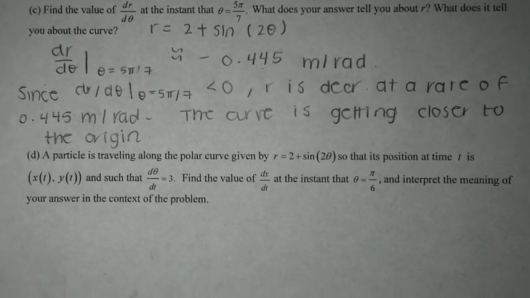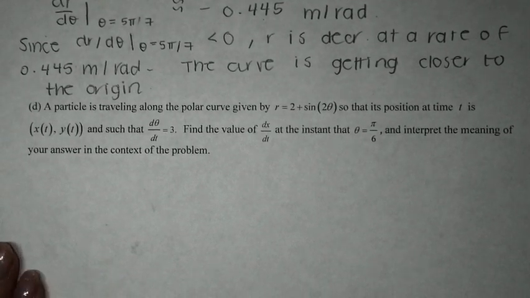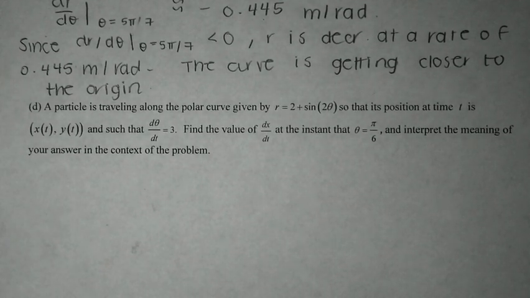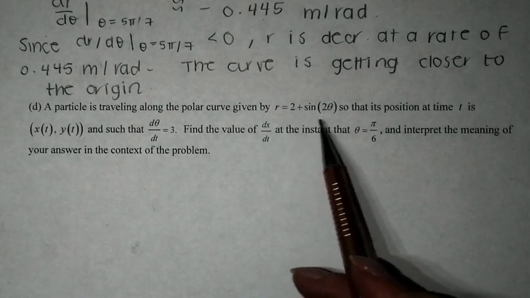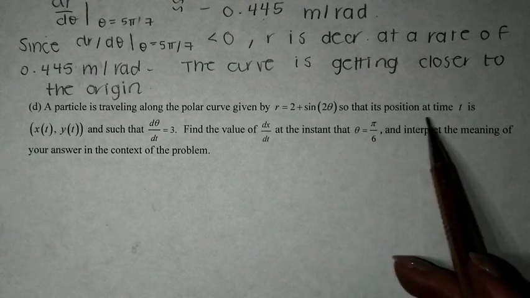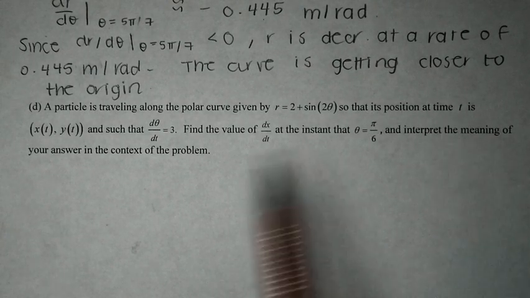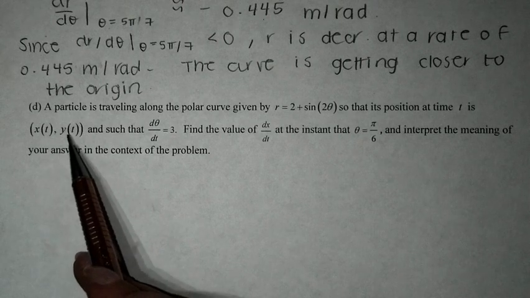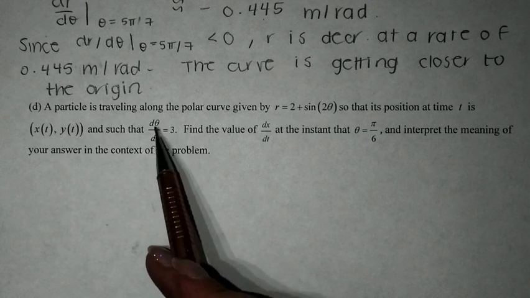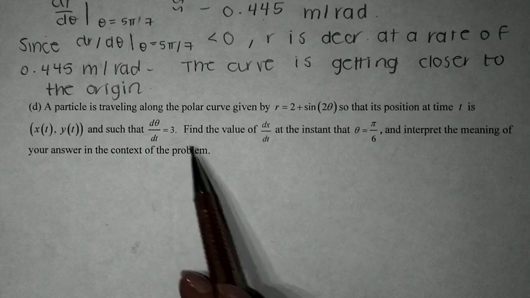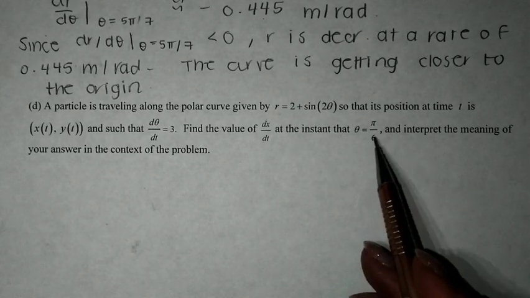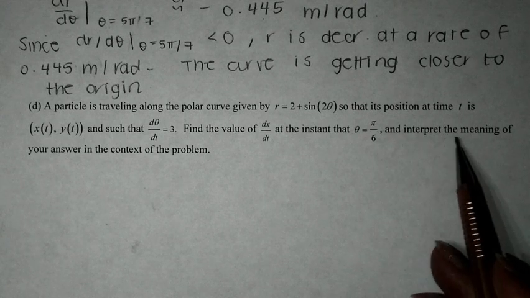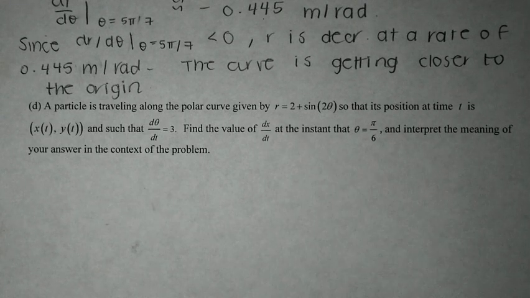Now the last part should give you related rates vibes. Here a particle is traveling along a polar curve given by the same r that we have had since the beginning, so that its position at time t is (x(t), y(t)), such that dθ/dt is equal to 3. Find the value of dx/dt at the instant that θ is equal to π/6 and make the interpretation for the context of the problem.